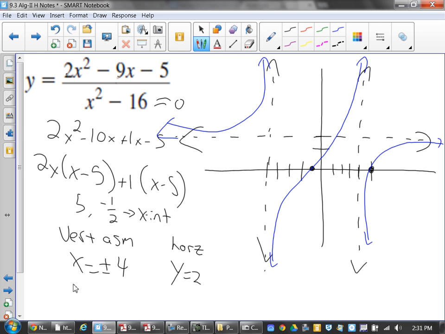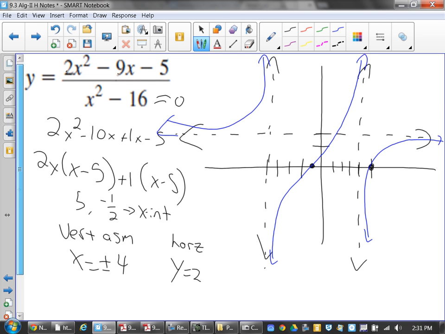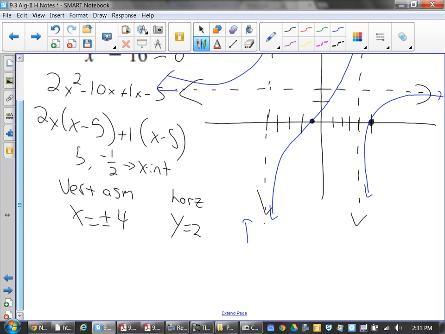So when I label my domain and range on something like this, it's the same basic principle. Your domain: set of all reals, such that x doesn't equal what? Negative 4, or? Yeah. Set of all reals, such that x doesn't equal plus or minus 4.